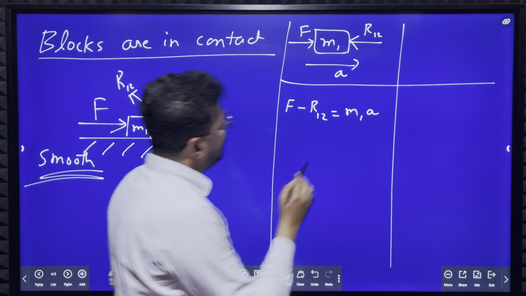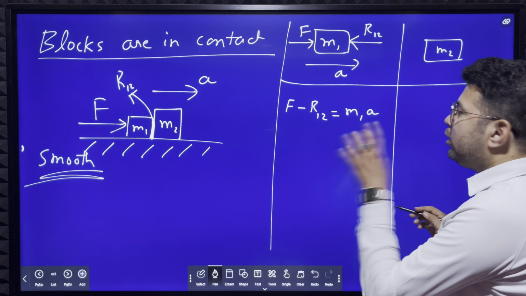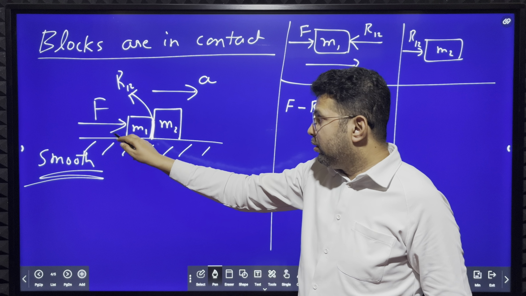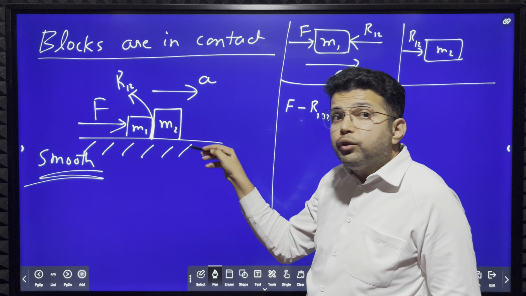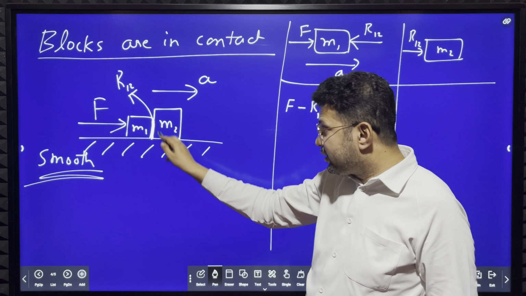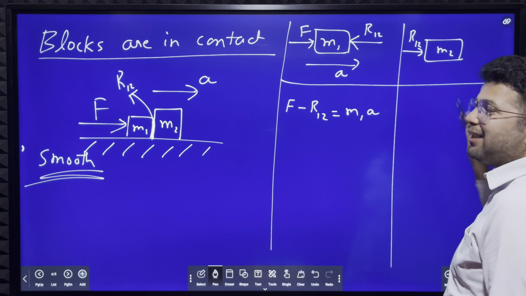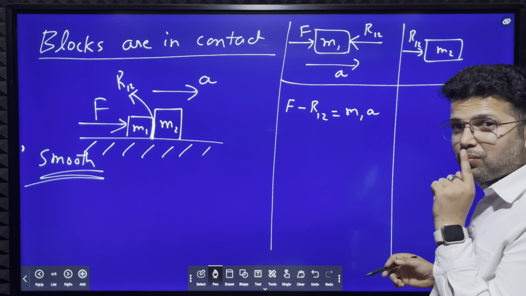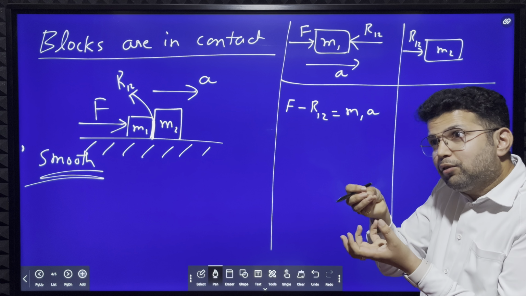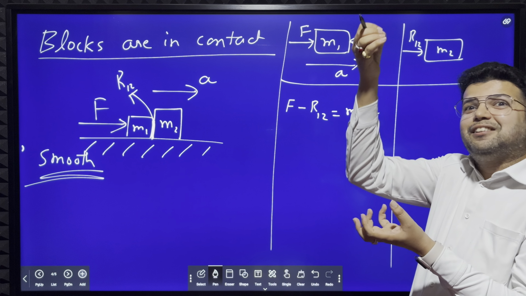Now, what about the free body diagram of m2? On m2, the only force acting is R12, because you applied F on m1. So this reaction force is responsible for the motion of m2. R12 acts on m2 in the opposite direction, like in the case of the string, as we have seen. With respect to the block, tension was upward. With respect to the ceiling, tension was downward. In the same way, you have to remember the direction for the reaction force.